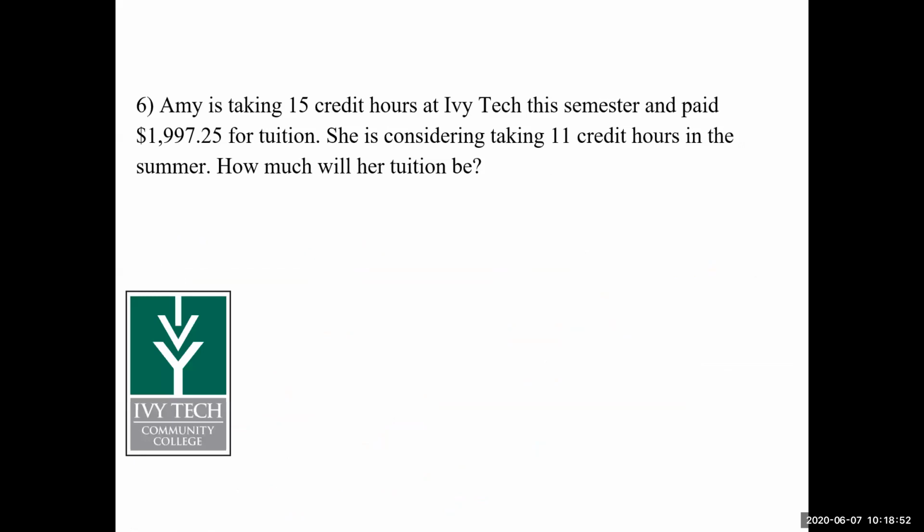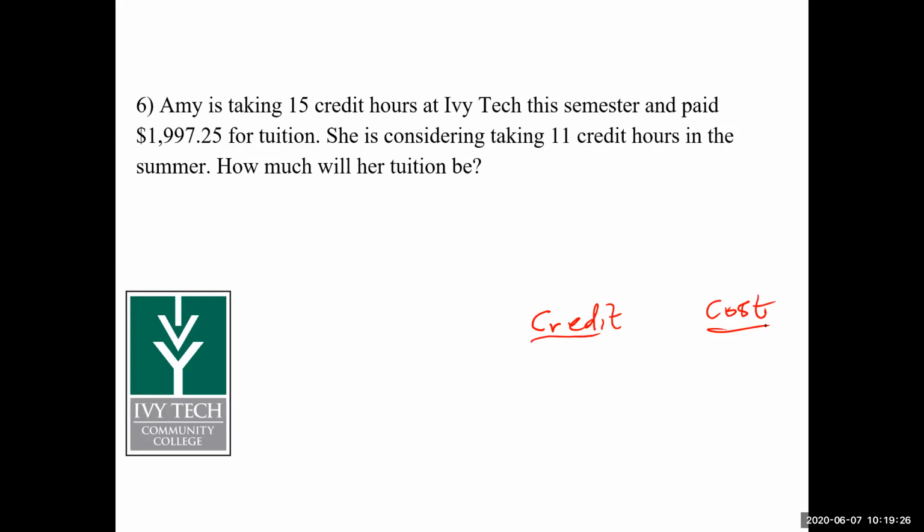Right? Now, here, Amy is taking 15 credits at Ivy Tech this semester and paid 1,997.25 for tuition. She is considering taking 11 credits in the summer. How much will her tuition be? All right. So we're talking about credits and cost of tuition, right? So I would put credit and cost of tuition right there.